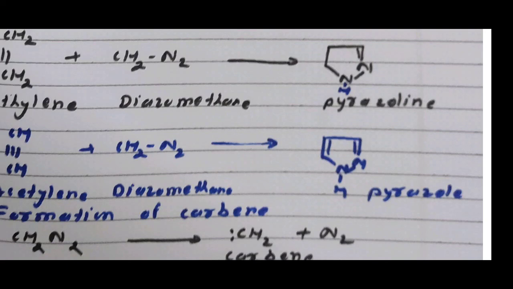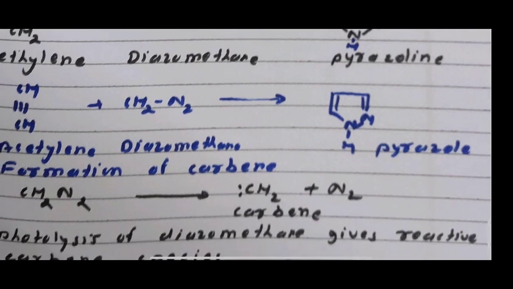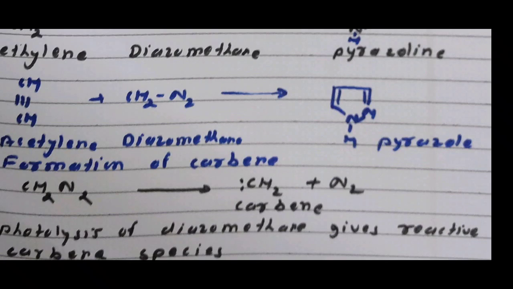And the last application of diazomethane is the formation of carbene. What is meant by carbene? A divalent carbon species is called a carbene. Therefore photolysis of diazomethane CH2N2 yields an extremely reactive carbon species. CH2N2 forms carbene, I am showing the structure CH2 with 2 dots, this is the carbene, plus N2. Therefore photolysis of diazomethane yields extremely reactive carbene species.